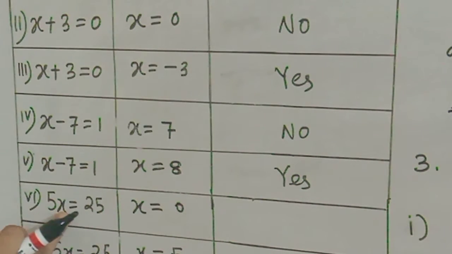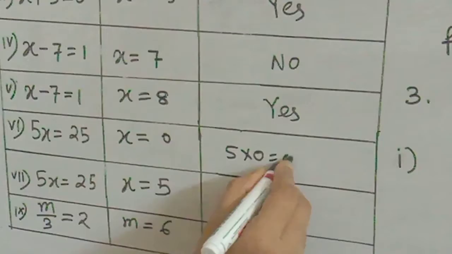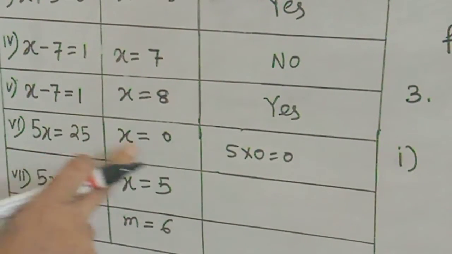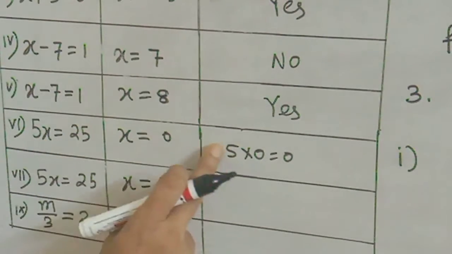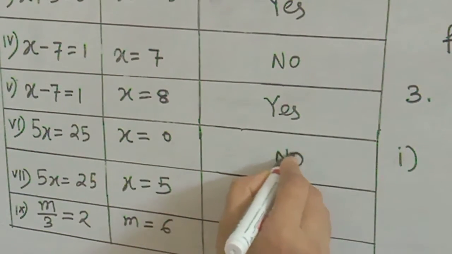5 times x, 5x means 5 into x is equal to 25. If I put the value of x is equal to 0, then 5 into 0 will be 0. But here in the right hand side the result is 25. So x is equal to 0 is not the correct value. So you have to write no.